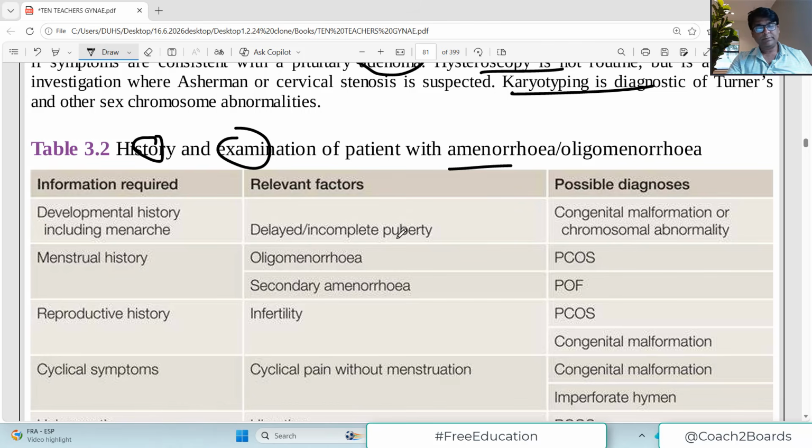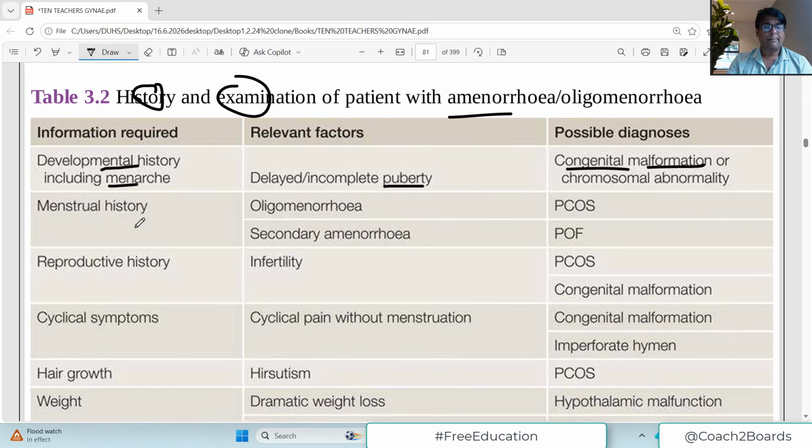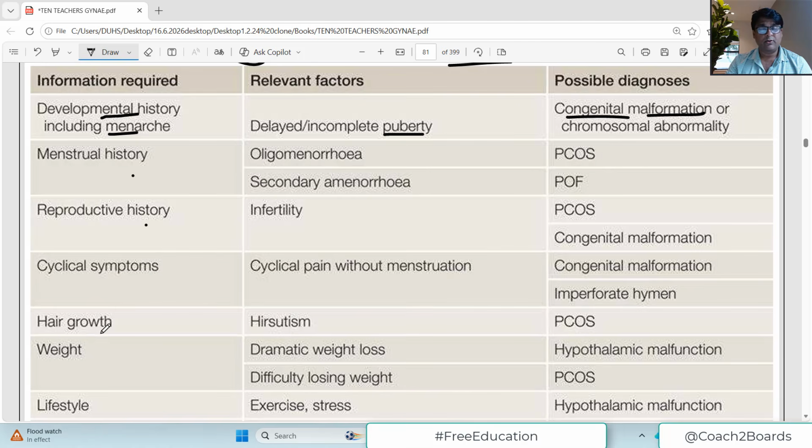So for example, if there is developmental history including menarche, this is the information that you need: whether menarche was on time or delayed, developmentally, whether anything was reported at the time of birth, or any issue in puberty. So these are the information that you need so that you can make a diagnosis of a congenital malformation. You will take menstrual history, reproductive history if available, symptoms, if there's hair growth, so for example if there is hirsutism, then you suspect increased problem within the ovary, PCOS.